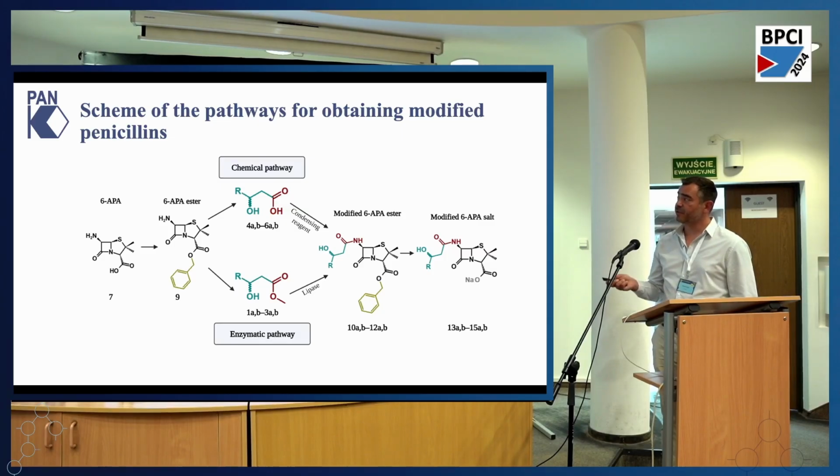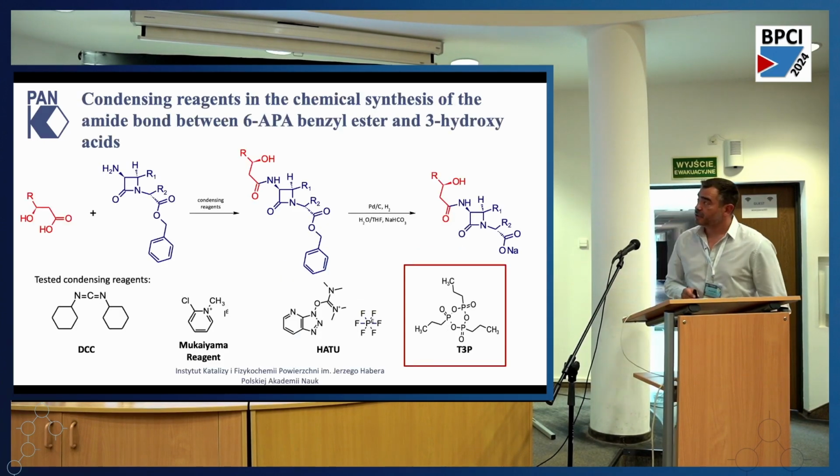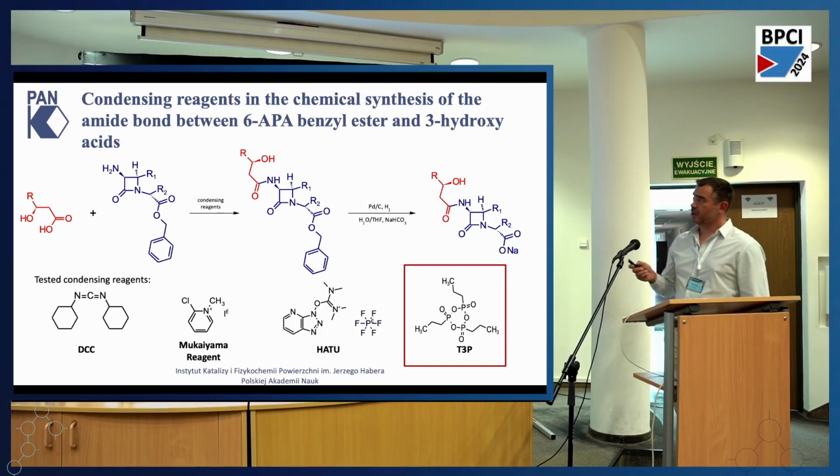But first of all, the first step was to convert 6-APA into a benzyl ester in order to enable smooth catalysis in one of the solvents of choice, to make it more hydrophobic. So first, I will give you an example of the chemical pathway that she developed.